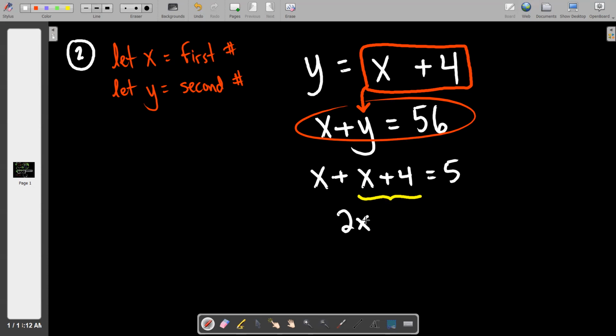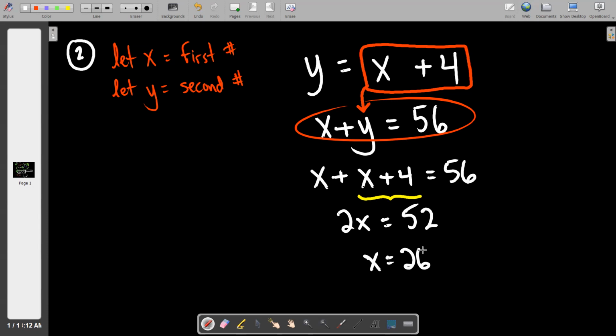Did we do something weird here? Oh, I didn't write 56. I wrote 5. What a knucklehead. So let's subtract 4 to the other side. What do we get? 52. And then, of course, 52 divided by 2 should be another one that we can probably handle. What's half of 52? 26.